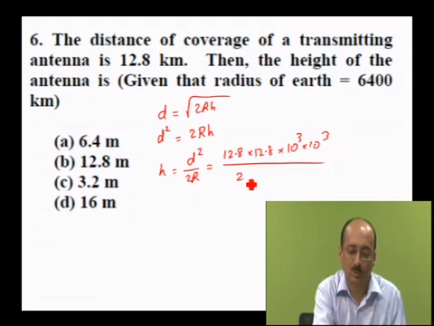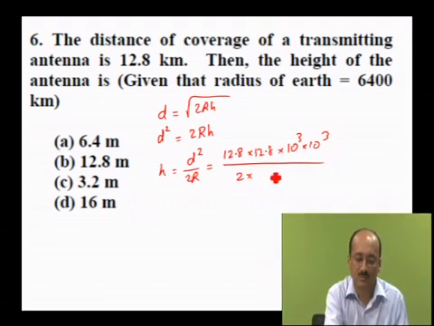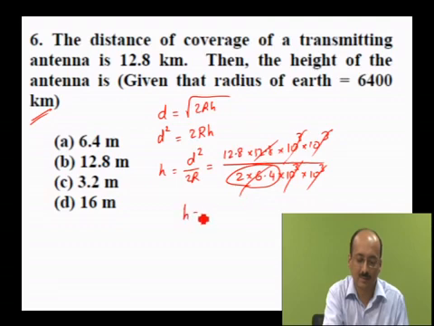And now 2 into 6400, I can write it like 6.4, then 10 raised to 3 will come out of it. Again kilometer is there, one more 10 raised to 3. So these will get cancelled. And 6.4 into 2 is 12.8. Then that will get cancelled. You are left with 12.8 meter as the antenna height, which is choice B.